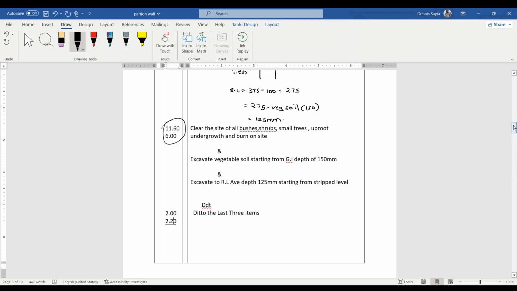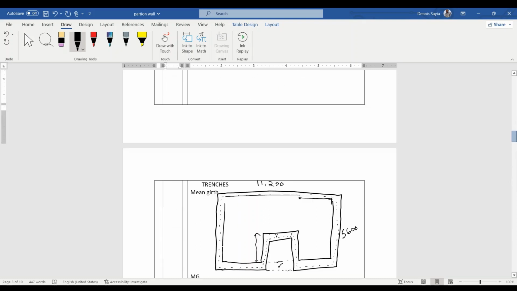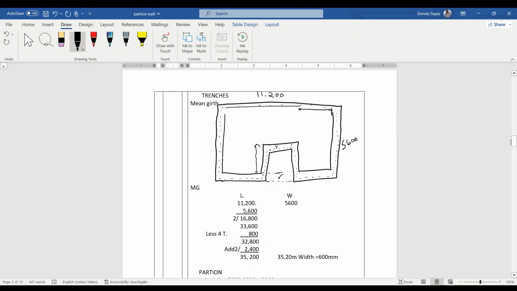Now let's move to the next item, that is the trenches. Now for the trenches, our length, we find the mean girth. The mean girth is the distance along the center line. So we've done a sketch here. From this point up to this point is 11,200, and then from this point up to this point is 5,600. So you add the two, gives us 16,800. We multiply by 2, that gives us 33,600. And then we less 4 times 200 because we are on the outside and we are coming inside to the center line. We less for the thickness, that is 800. That gives us 32,800.